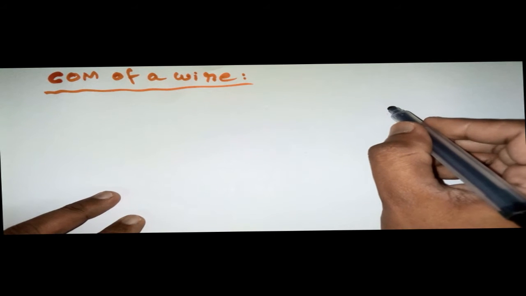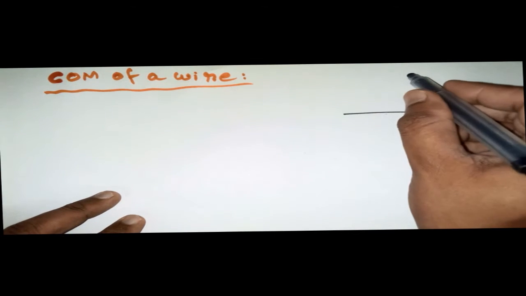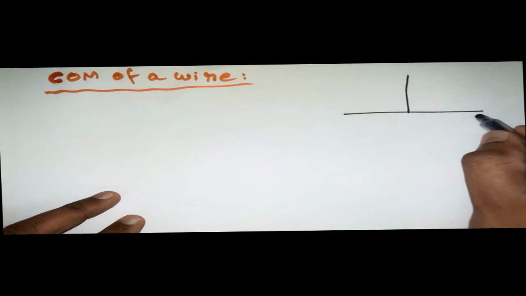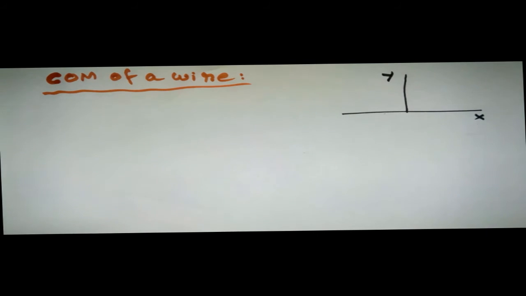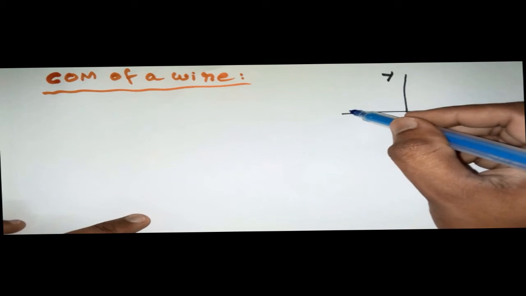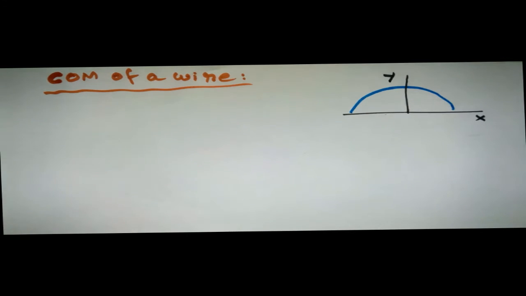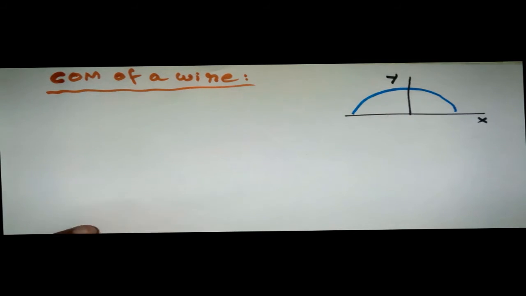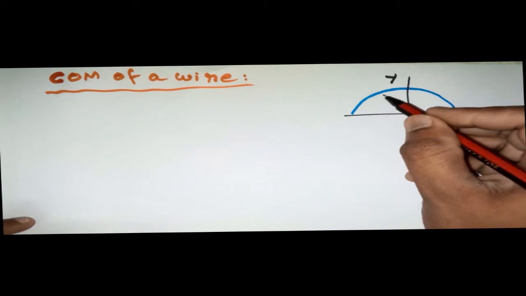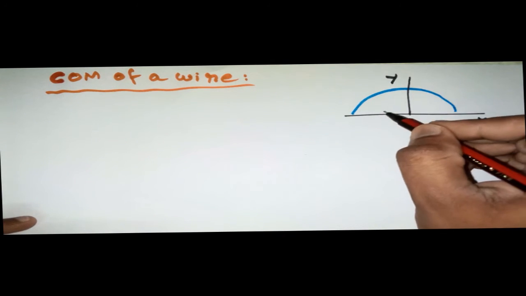a semicircular wire like this. This is the x-axis as well as the y-axis. Over the x-axis and y-axis, I am imagining that there is a wire which is held in the form of a semicircle like this shape. Now, for this particular wire, the linear mass density is a constant quantity.